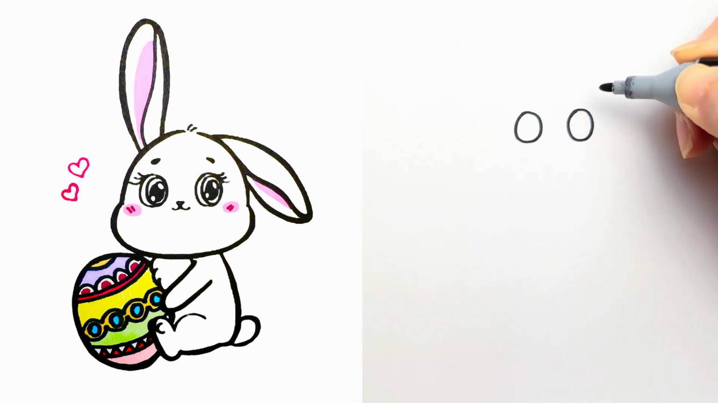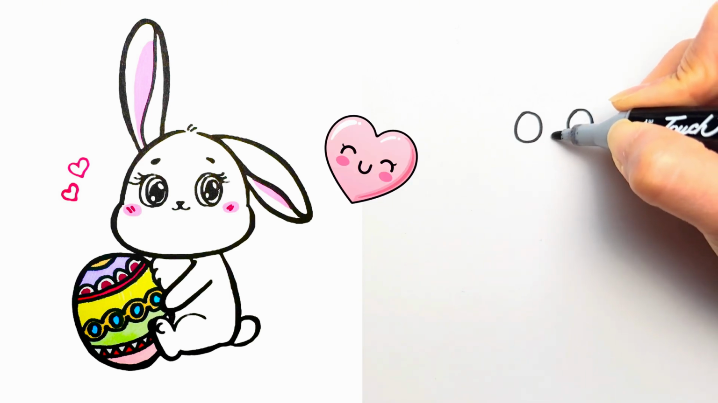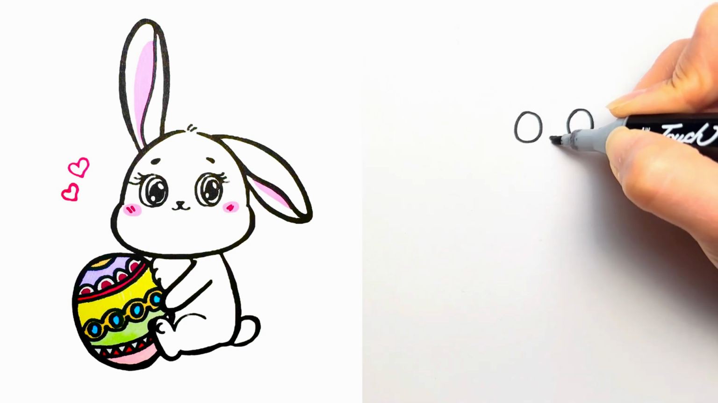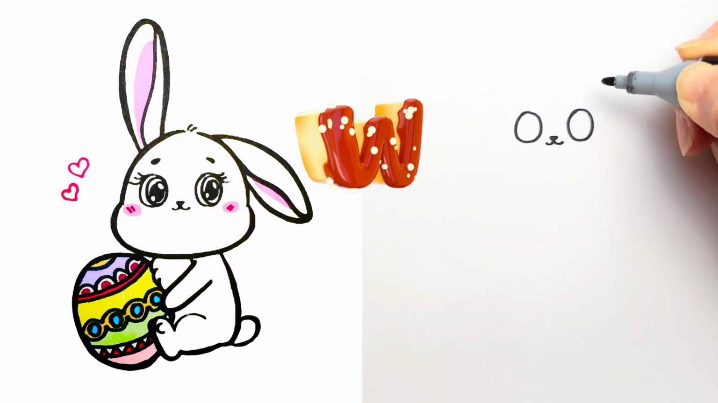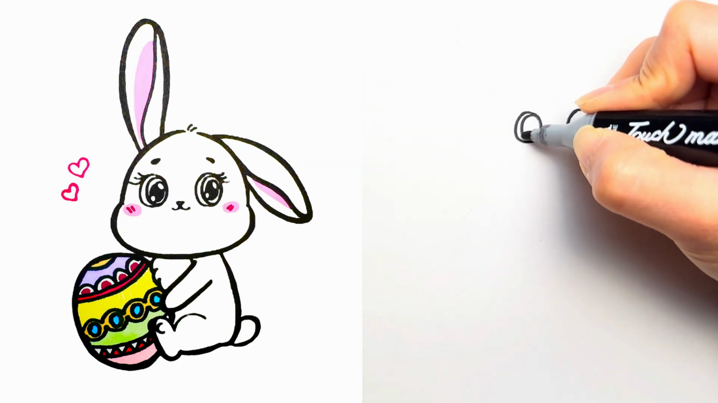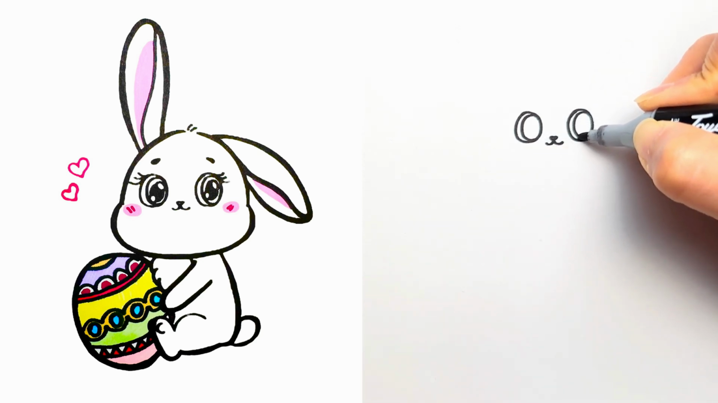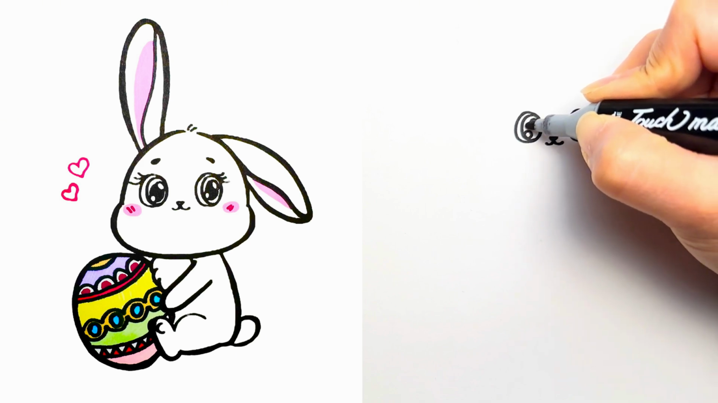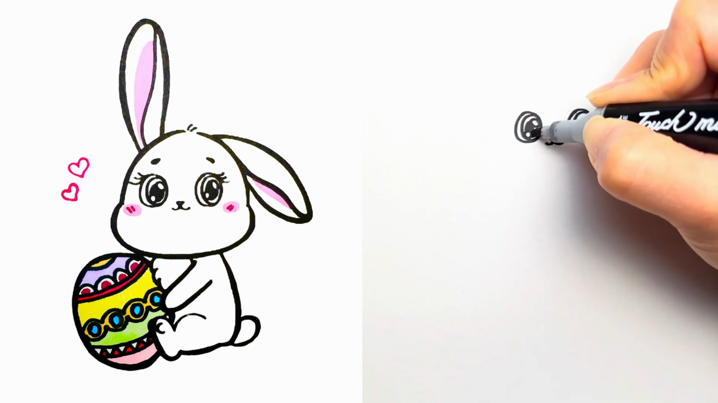Draw a tiny heart between its two eyes as its nose. And below the nose, draw a little mouth in the shape of a W. Let's add pupils to its eyes. Remember to leave some white space in the pupils. It makes the eyes look more lively.